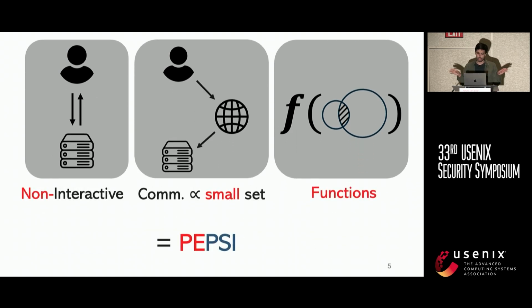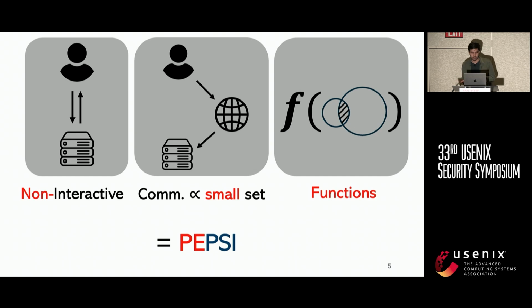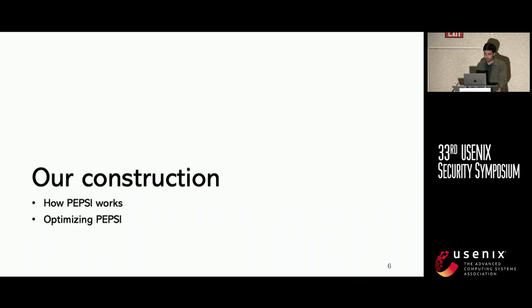So addressing those things simultaneously, we propose our protocol, PEPSI, which is going to be non-interactive. The communication will only depend linearly on the smaller set, and we'll be able to compute functions on top of it easily at very small cost after we've computed the original intersection, and especially with less cost to actually develop it. So with that, we can go.